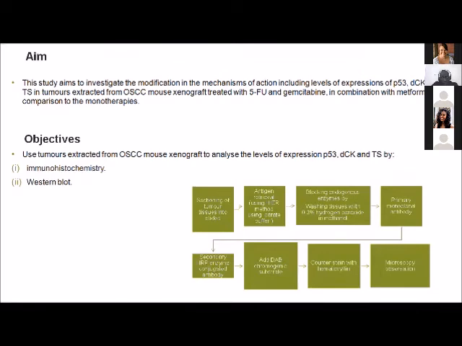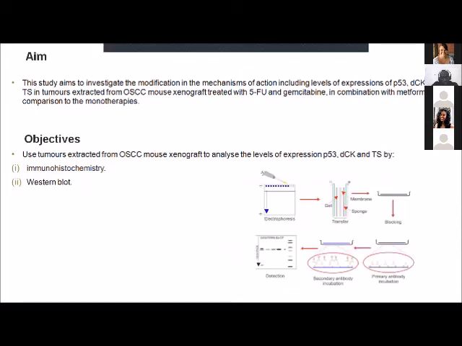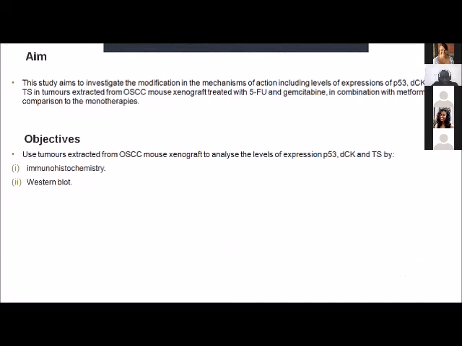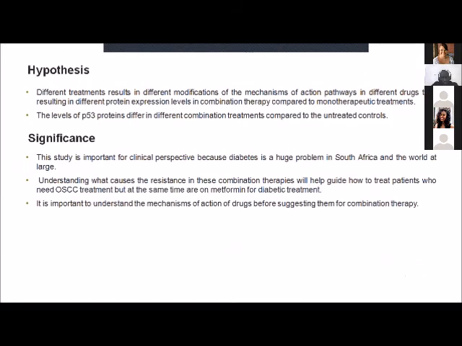And this is the protocol for immunohistochemistry and also using Western blot. This is our protocol for Western blot. So what we hypothesized in this study is that we are going to have different levels of expression of P53, DCK, and TS in the monotherapeutic treatments compared to combination therapy.